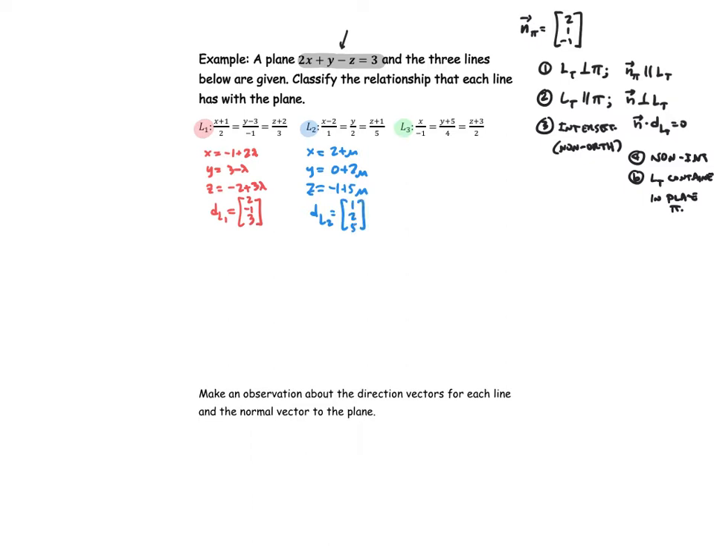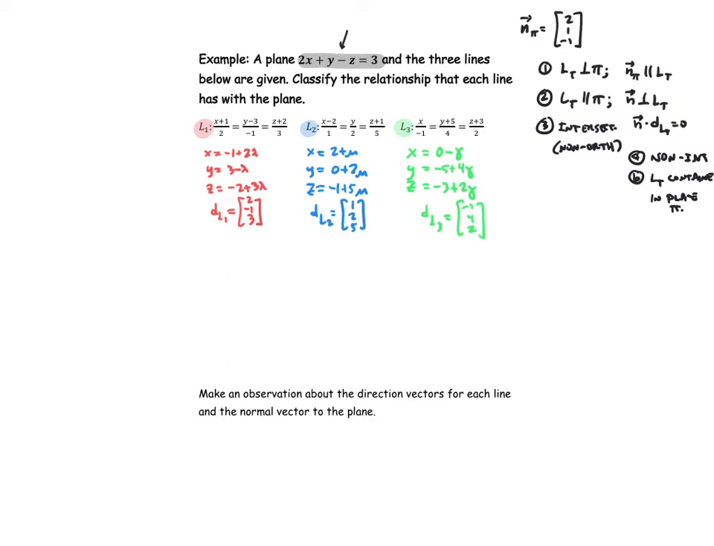Okay, same thing for L3, x, y, and z. Okay, x looks to be 0 minus gamma. We'll go with gamma for our parameter. -5 plus 4 gamma for our y component. And z will be -3 plus 2 gamma. And the direction vector for L3 is going to be -1, 4, 2.